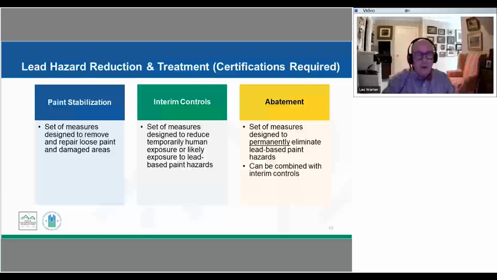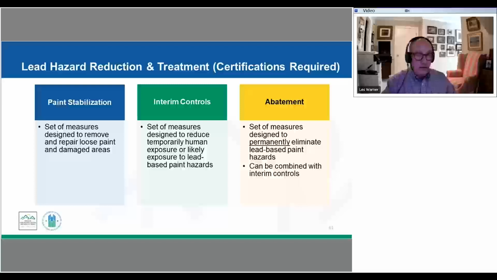So our options are paint stabilization, and this is simply dealing with the particular identified surface that's deteriorated: removing any loose paint, repairing the substrate, and then repainting it to stabilize that surface.